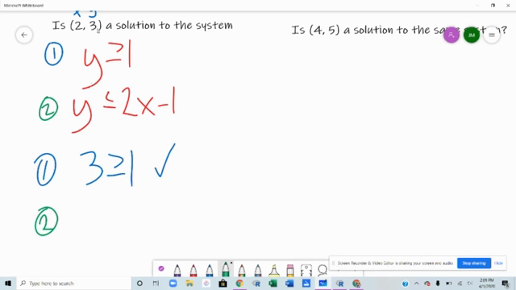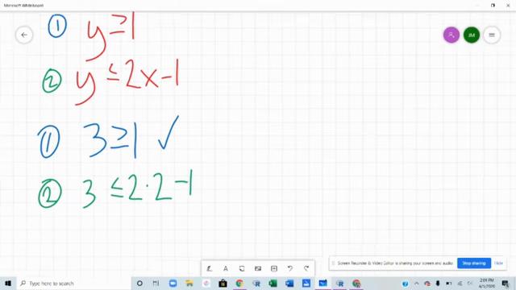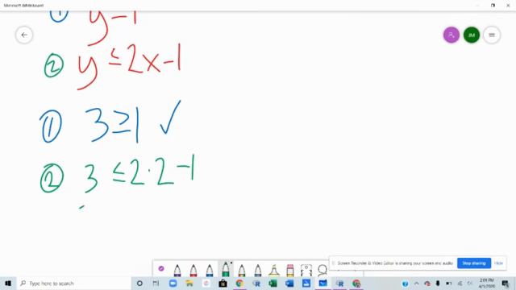We're going to take our y, which we said is 3, and see if that is less than or equal to 2 times our x value, which is 2, minus 1. On the left side, we just have 3. It is less than or equal, but on the right side, we need to work this out. We've got 2 times 2 minus 1. This is 4 minus 1, which is 3. Is 3 less than or equal to 3? Yes, it is, because it says, is it less than or is it equal? And it is equal, so it is true.